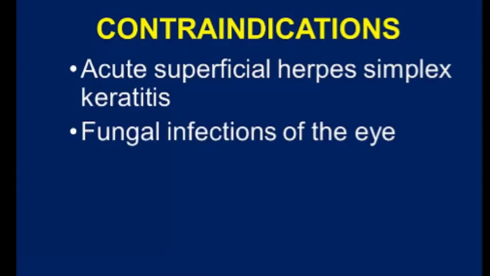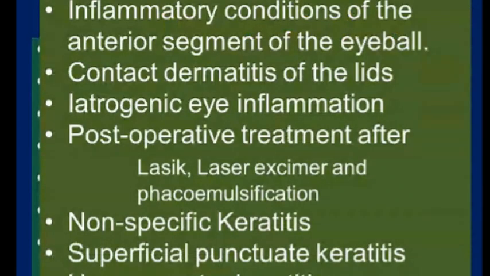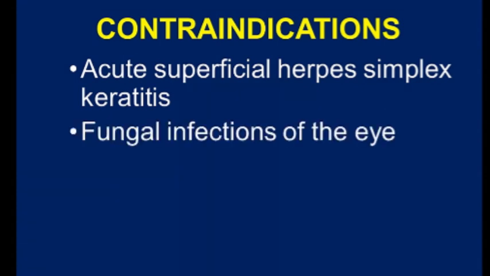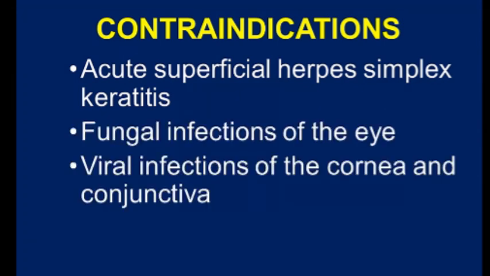So the contraindications for steroids: they are contraindicated in acute superficial herpes simplex keratitis. Herpes zoster keratitis is indicated for steroids, but herpes simplex keratitis is contraindicated for steroids. Fungal infections or any bacterial infections of the eye are contraindicated. Viral infections of the cornea and conjunctiva are also contraindicated.